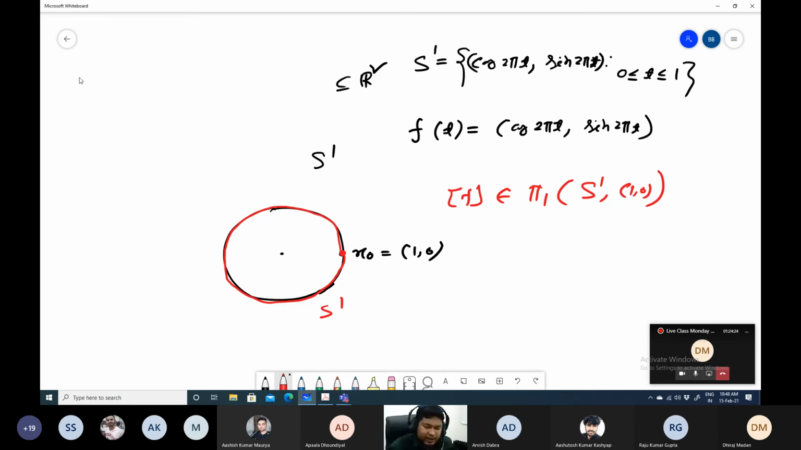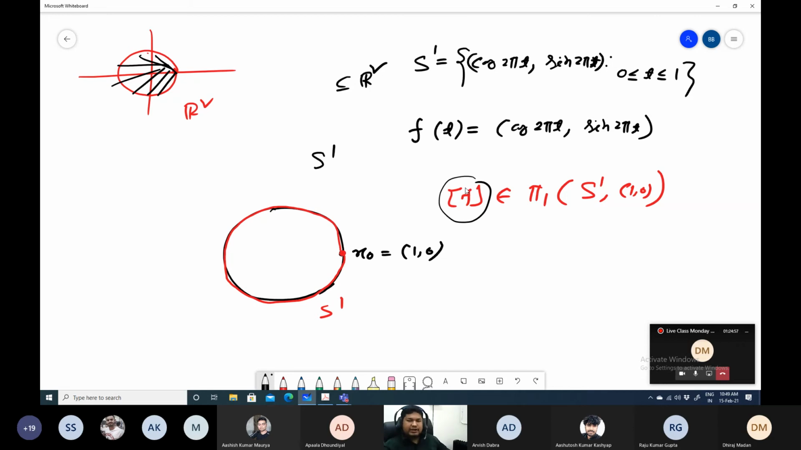But see, if we have this circle in R2, then we can always use the straight line homotopy this way, because all of these points are in R2. But when we are talking about only the space S1, we cannot contract this to a single point, right? That means this is non-trivial. So it looks like a non-trivial loop. Now this is one element.